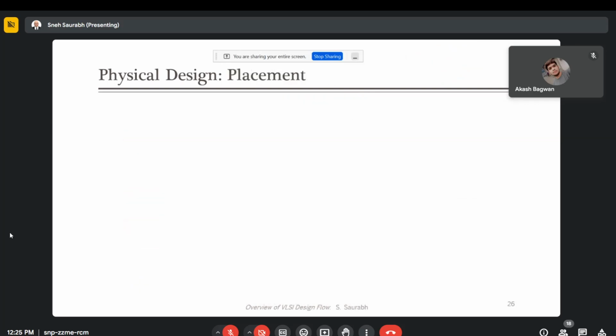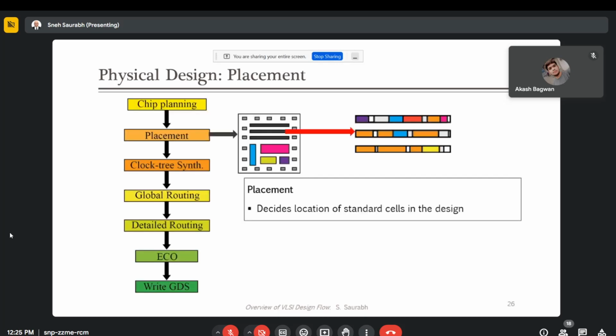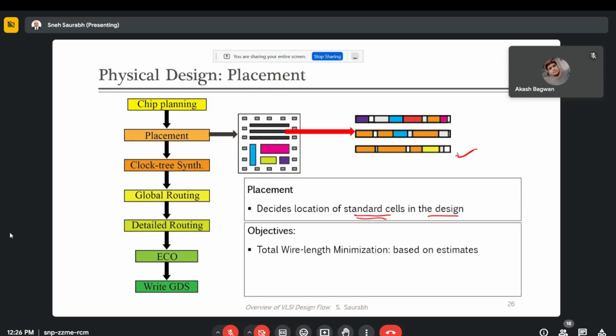Then the next step is the placement. So in the placement stage, what we do is decide the location of standard cells in the design, right? As we mentioned, the number of standard cells in a typical design is millions, and therefore we cannot do it manually. So the placement of the standard cells in our design is decided by a placement tool. The physical design tool or the placement tool will decide the location of these cells based on some QoR metrics, or objectives. So what are the objectives during placement?